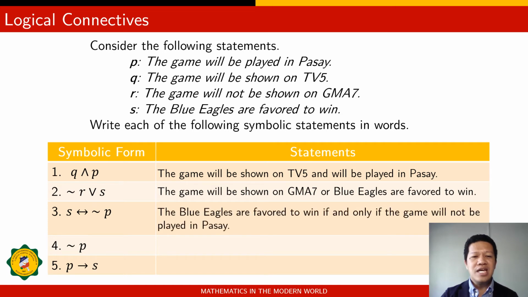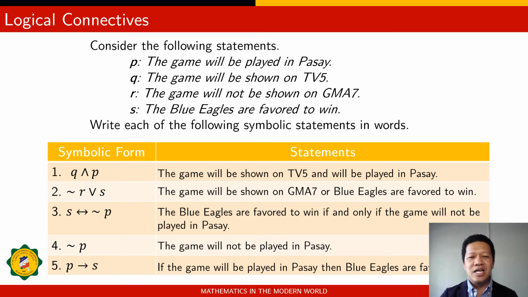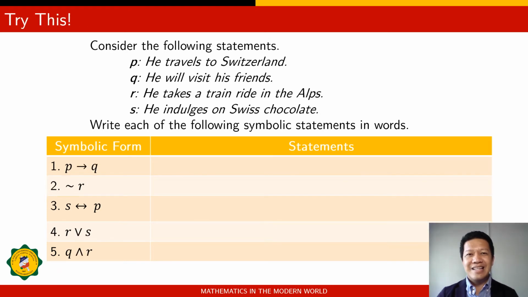For number three, the Blue Eagles are favored to win if and only if the game will not be played in Pasay. And number four, the game will not be played in Pasay. And for number five, if the game will be played in Pasay, then Blue Eagles are favored to win. Let us try another one. So you may pause this video and try to answer this.